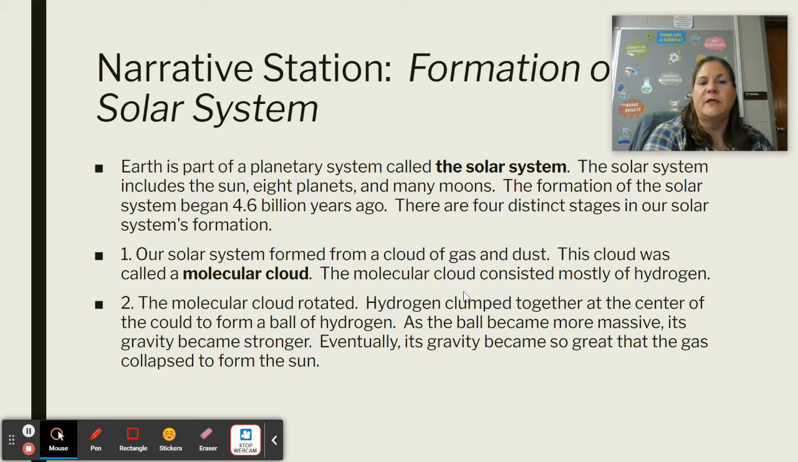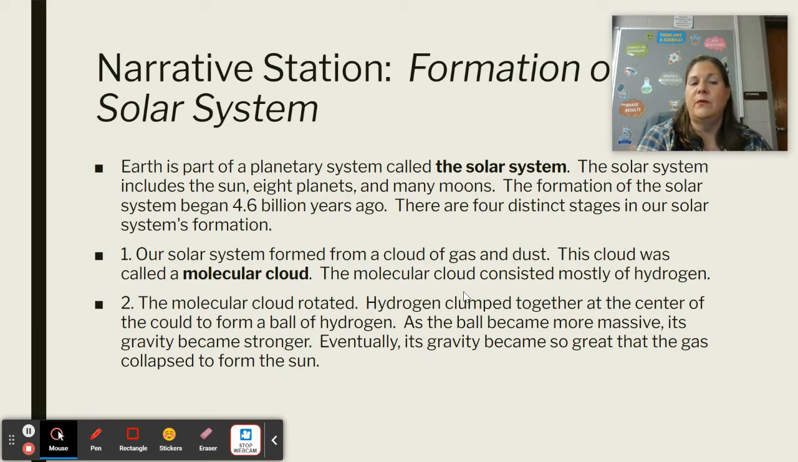Earth is part of a planetary system called the solar system. The solar system includes the sun, 8 planets, and many moons. The formation of the solar system began 4.6 billion years ago. There are 4 distinct stages in our solar system's formation. Number 1, our solar system formed from a cloud of gas and dust. This cloud was called a molecular cloud. The molecular cloud consisted mostly of hydrogen.